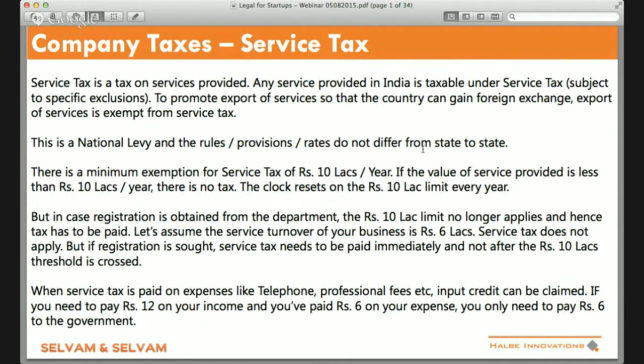Now, it's important to remember that though there is a 10 lakh exemption limit, in case you do a registration before you reach a 10 lakh limit, the 10 lakh limit goes out of the window. As soon as registration is done, sales tax is required to be paid by you.